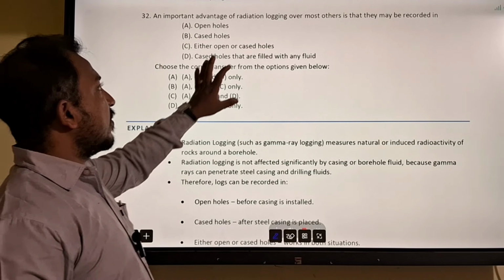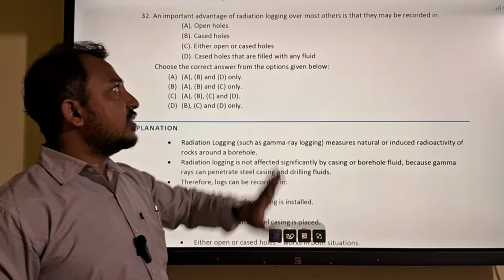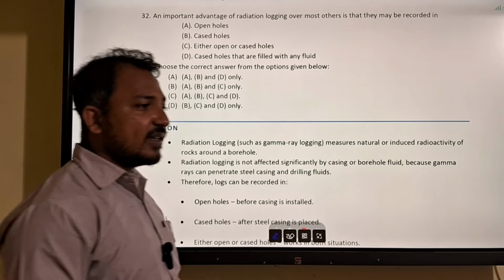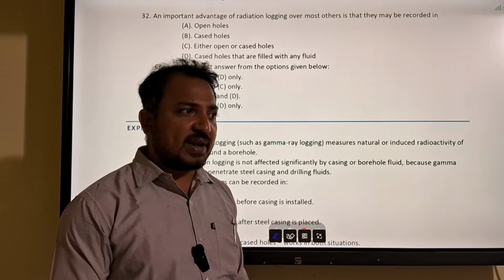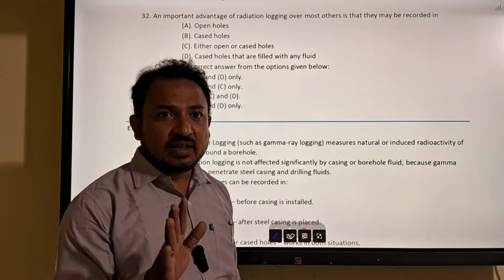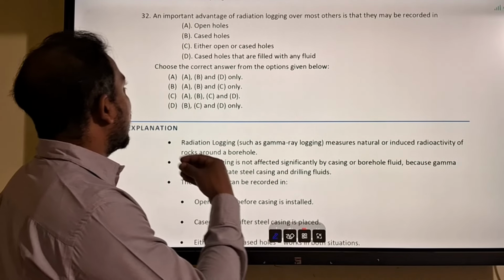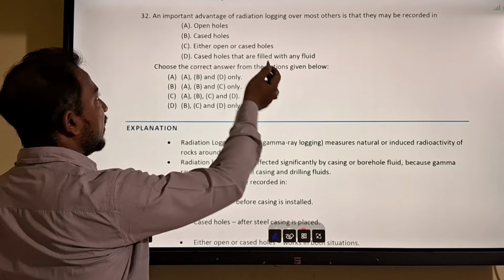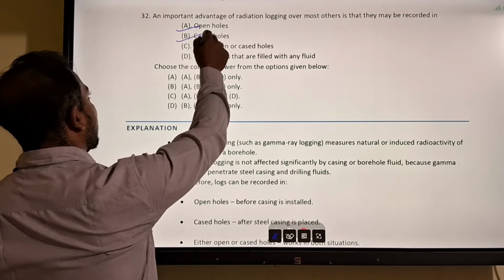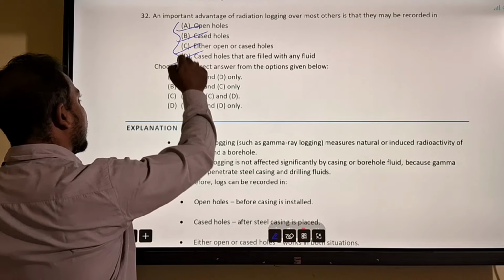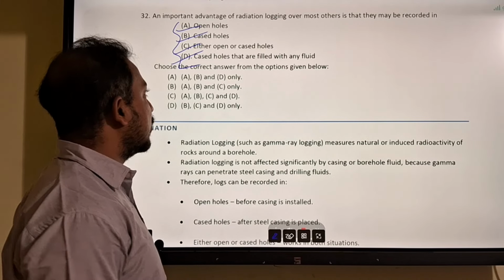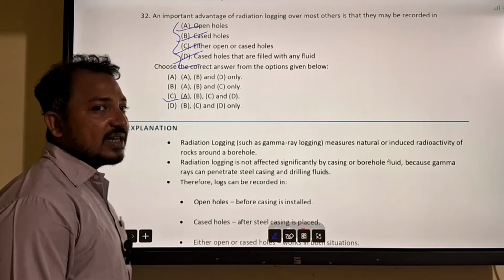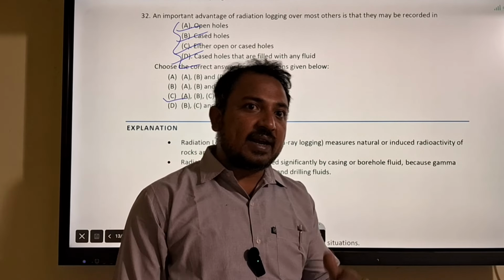An important advantage of radiation logging over most other logging methods is that it may be recorded in any hole. In radiation logging we use gamma rays, and gamma rays can almost penetrate anything. So whether it is a cased hole or an open hole doesn't matter. During radiation logging, open hole, cased hole, either open or cased, all can be used. So ABCD, because gamma rays can penetrate anything.